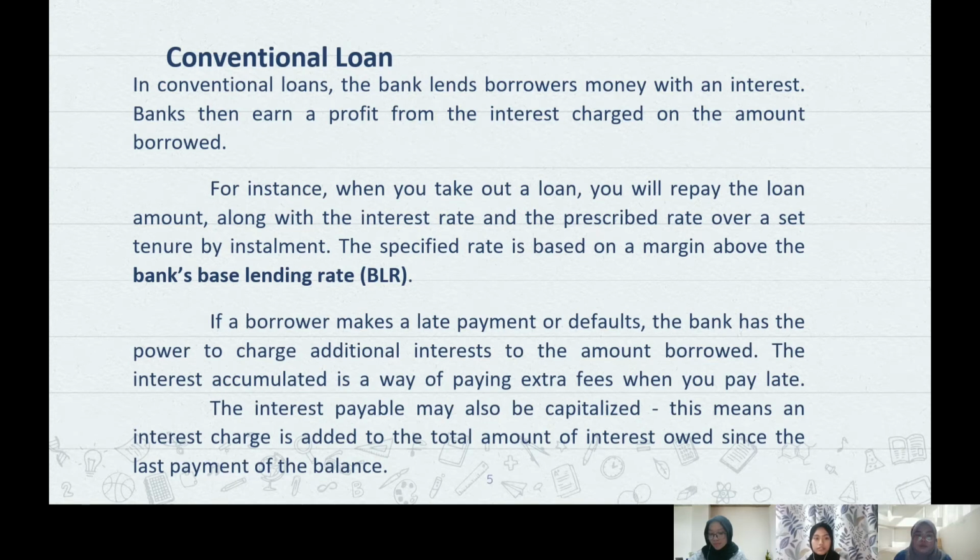If a borrower makes a late payment or defaults, the bank has the power to charge additional interest on the amount borrowed. The interest accumulated is a way of paying extra fees when you pay late. The interest payable may also be capitalized. This means an interest charge is added to the total amount of interest owed since the last payment of the balance.